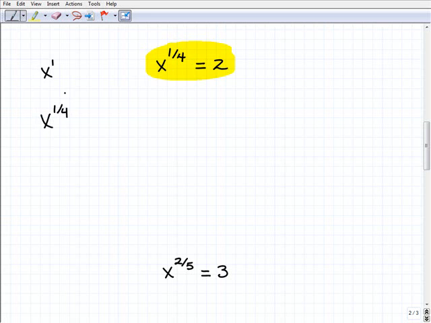So we have x to the 1/4. We want x to the first. So how can I make a 1 out of 1/4? Well, if I just multiply 1/4 by 4, I can get to that 1.